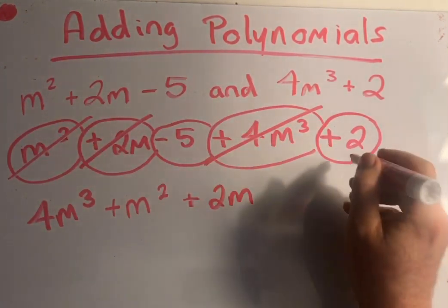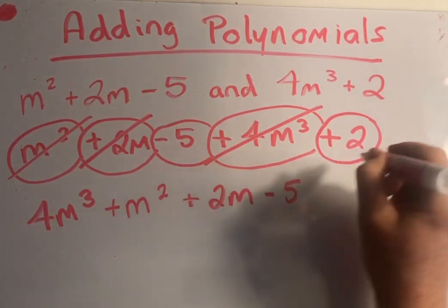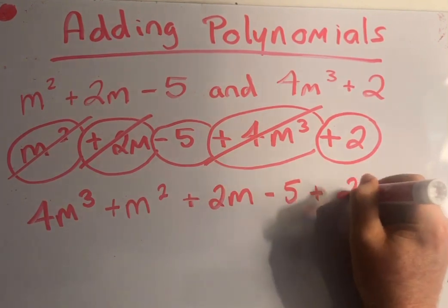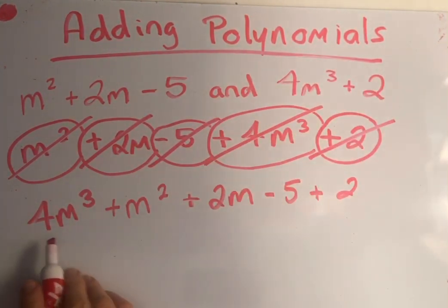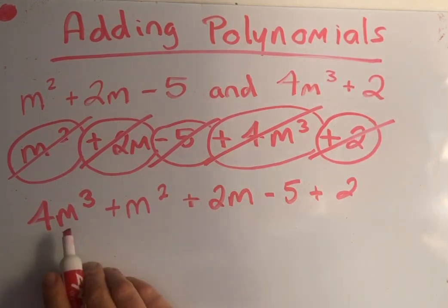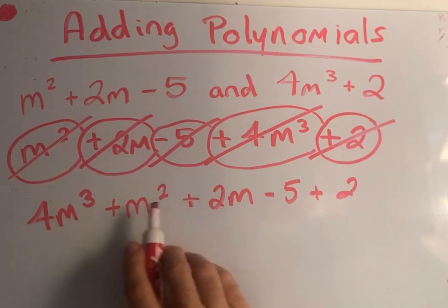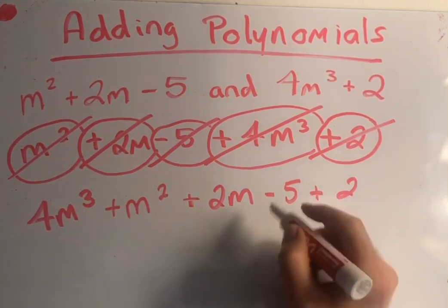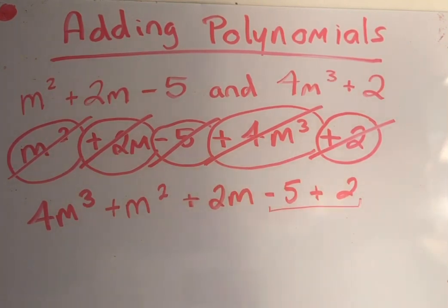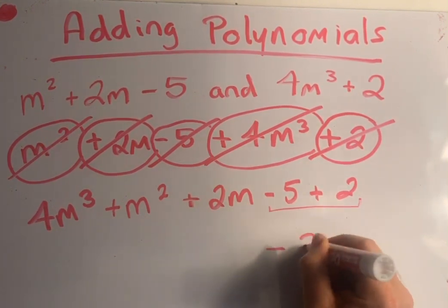All right. Looks like there are only constants left. So I have minus 5 and plus 2. I used those. Now let's see if there's anything in here I can combine. I can't combine m to the third and m to the second because they need to be the same exponent. Can't combine that, but I can do minus 5 plus 2. All right? Negative 5 plus 2 is negative 3.